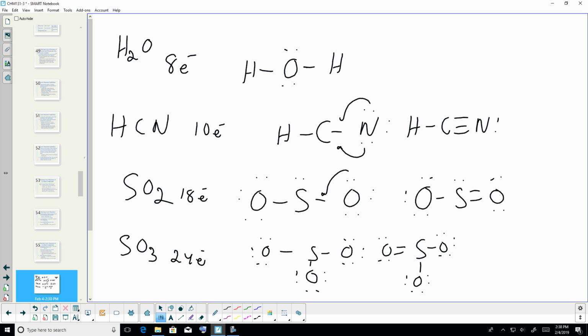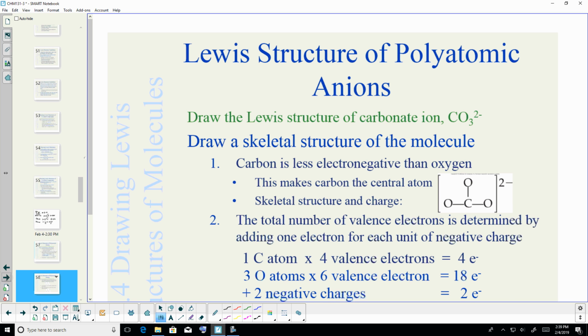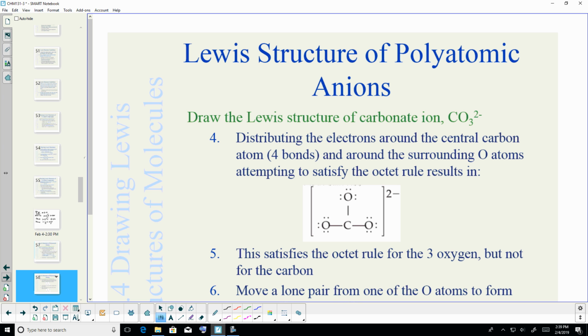All right, question going back. How did SO2 have 18 again? Sulfur's in column 6, so it's 6. Oxygen in column 6, it has 6, but there's 2 oxygens. So 2 times 6 is 12, plus 6 is 18. Okay? Everybody else has 8 except for hydrogen. So the carbonate anion is 2 minus. So how many valence electrons is CO3 2 minus?